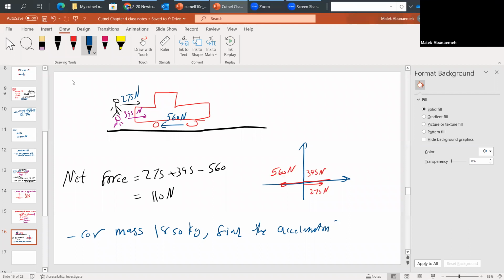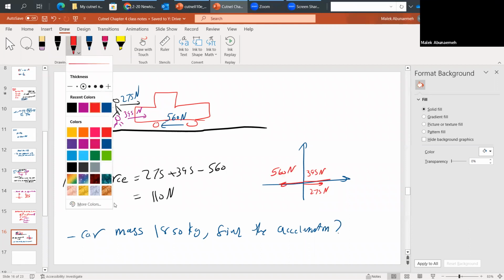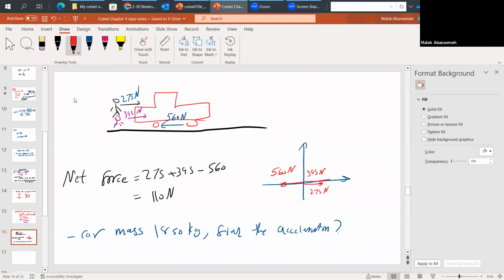Again, using your summation of forces equals mass times acceleration, that means your acceleration is going to equal the summation of all the forces divided by your mass. And we found out that the summation of all the forces, your net force, is going to equal 110. So it'll be 110 divided by 1850. And you should get 0.059 meters per second squared.